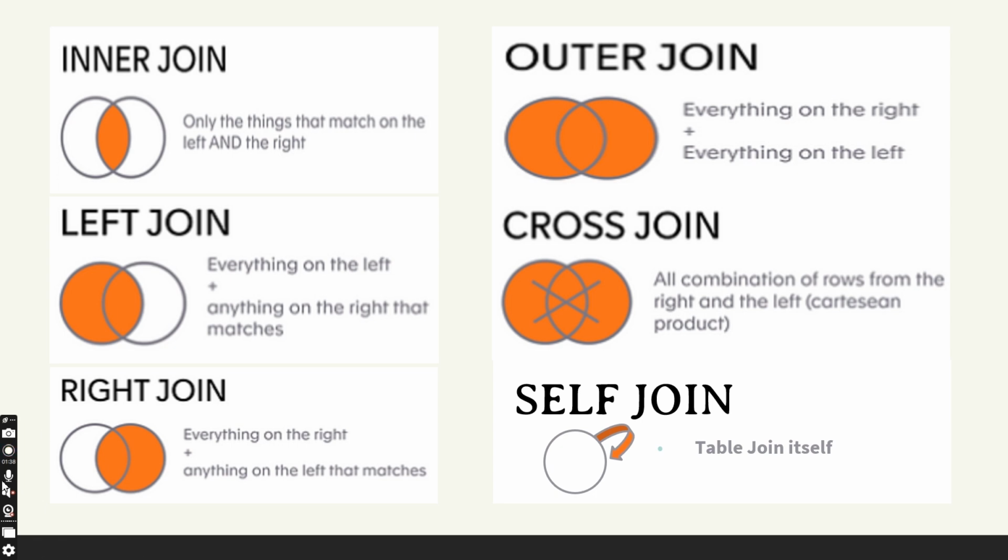The next one is right join. Right join is the opposite of left join. It returns all rows from the right dataset and the matching rows from the left dataset. If there is no match in the left dataset, the result will contain null for those rows from the left dataset. When you want to keep all records from the right dataset, even if there is no match in the left dataset, you can use right join.